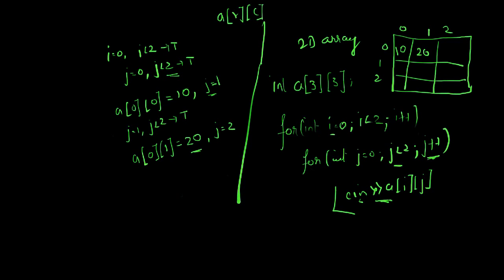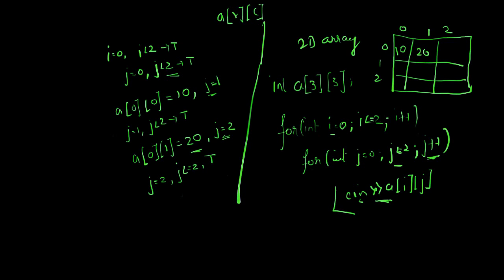Again I have made a mistake here. It should be less than or equal to 2 and less than or equal to 2, since the index is 3. So since the maximum size of the array is 3, the index goes from i equal to 0 to 2. Sorry, it's my mistake. So it should be j less than or equal to 2. So when the value of j becomes 2, j less than or equal to 2, the condition becomes true.